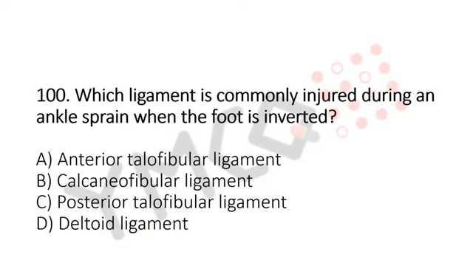Which ligament is commonly injured during ankle sprain when the foot is everted? Option A, anterior talofibular ligament. Option B, calcaneofibular ligament. Option C, posterior talofibular ligament. Option D, deltoid ligament. And the answer is option A, anterior talofibular ligament.